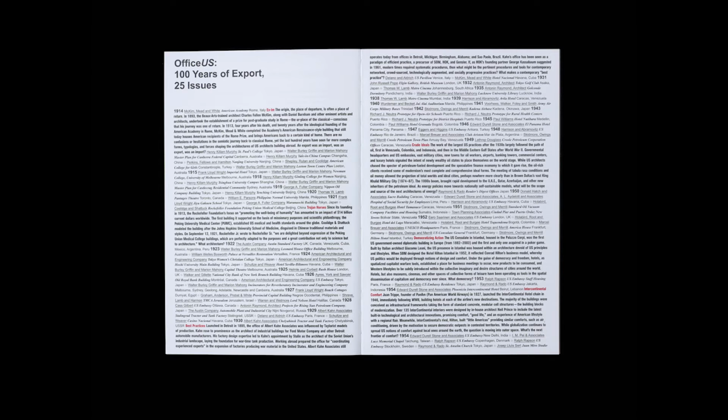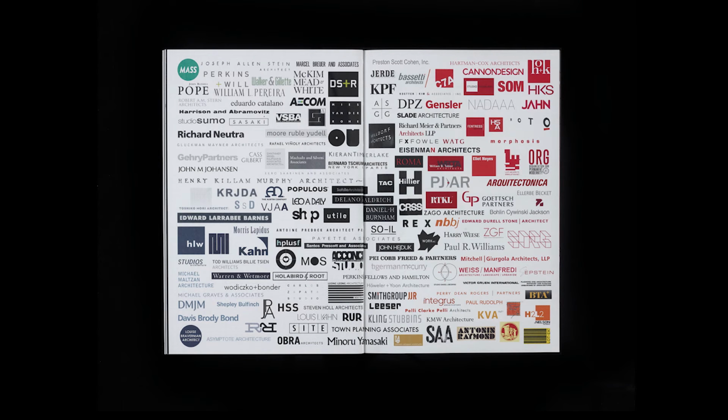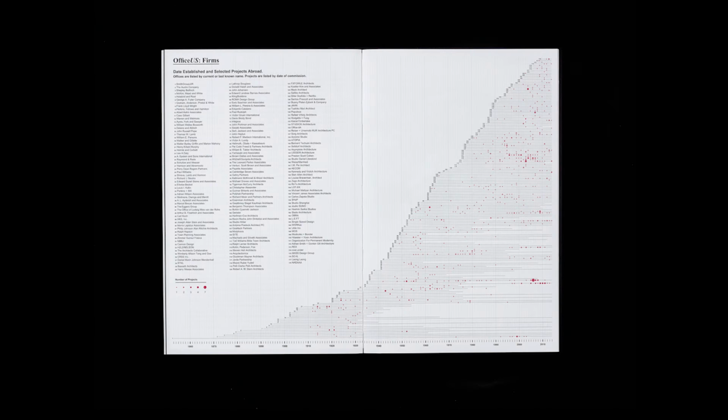Everything is laid out with the Arial and Times New Roman fonts. Really text-heavy, very dense pages that look at the 25 issues as executive summaries. And then a logo collage of the firms that are involved in the exhibition and the research. And then again a timeline, 100 years of the birth and death of architecture firms who operated outside of the US and where they operated.